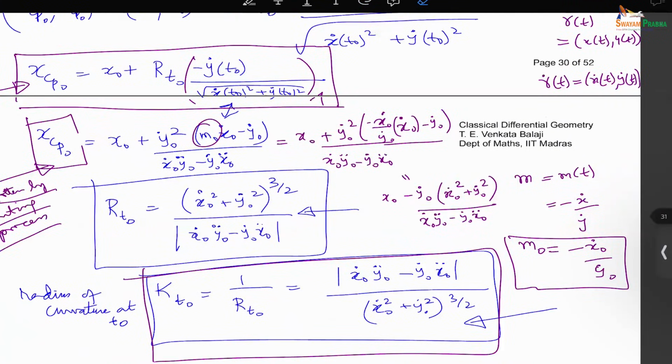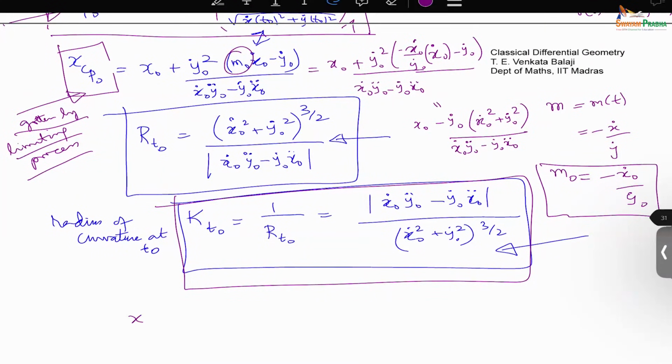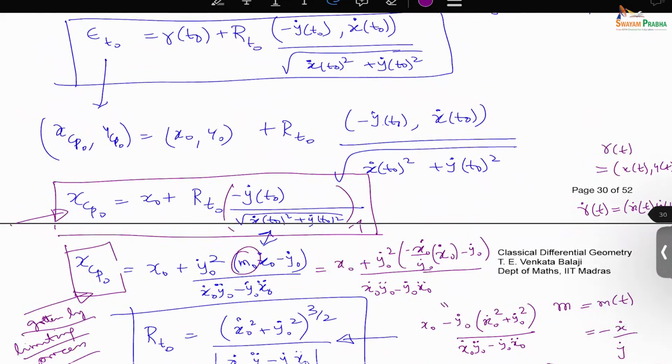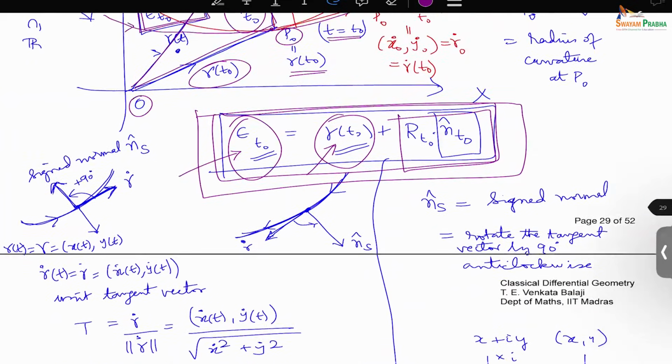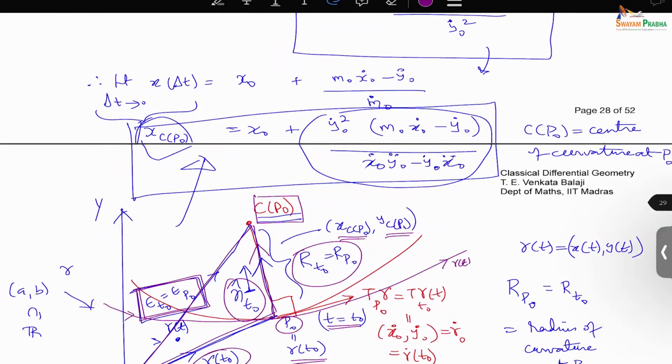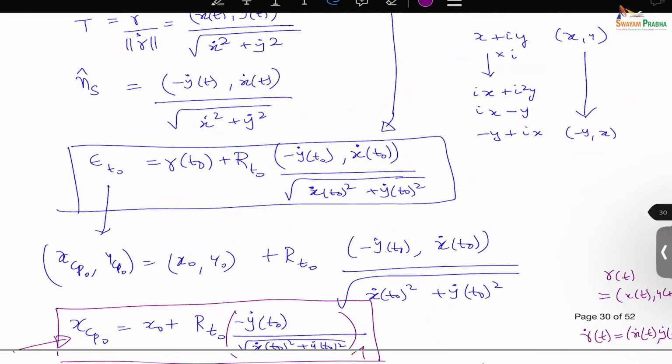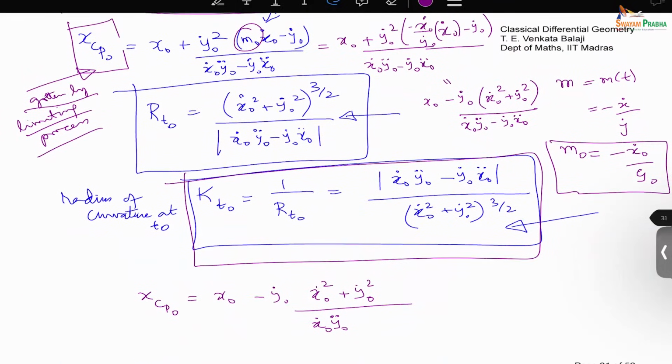All right, so let me write it again here. You see, the x coordinate of Cp naught, our center of curvature for the point P naught, is x naught minus y naught dot times this expression, x naught dot squared plus y naught dot squared by x naught dot y naught double dot, just let me be careful, so I'll get minus y naught dot x naught double dot. Okay, you will get this. So this is what it simplifies to.